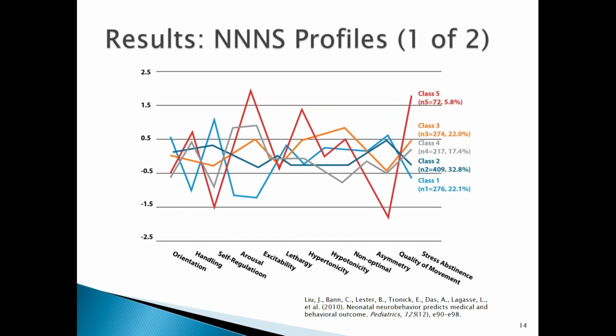So here are the results. I think Barry covered this, so I won't go into a lot of detail, but these are the profiles that we came up with. We found 5 distinct profiles. The one that really stands out is the one in red, this class 5, where this group is very different from the others. They have very low quality of movement, high stress abstinence, high excitability, low self-regulation.